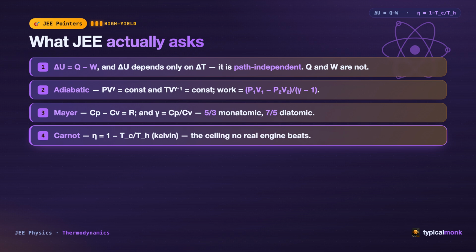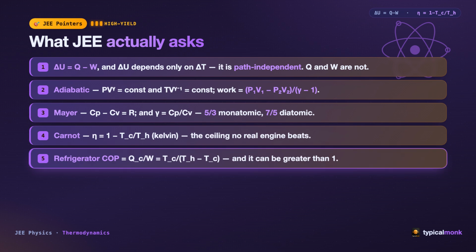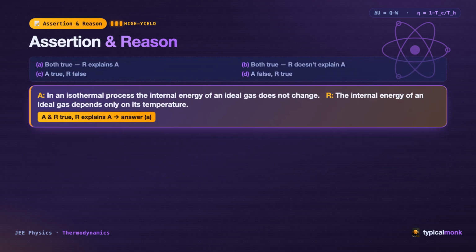In Kelvin, the ceiling no real engine beats. And 5. The refrigerator's coefficient of performance is Q cold over W, which equals T cold over T hot minus T cold, and unlike efficiency, it can be greater than 1. Now, an assertion and reason drill. For each pair, decide: are both true, and does the reason explain the assertion?